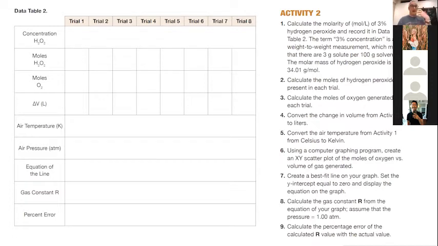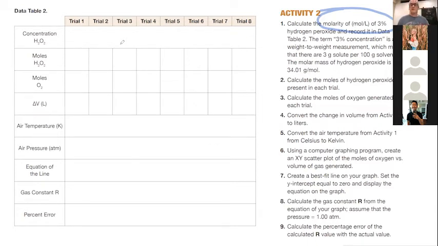Then we're going to have to figure out how much hydrogen peroxide there actually is, right? So this is basically after you've finished. We're going to need to calculate the molarity of 3% hydrogen peroxide. It just says 3%, so we have to assume that it is 3% by mass, meaning for every 100 grams of this, 3 grams of it is going to be hydrogen peroxide.